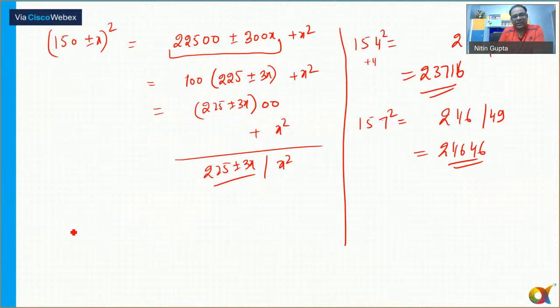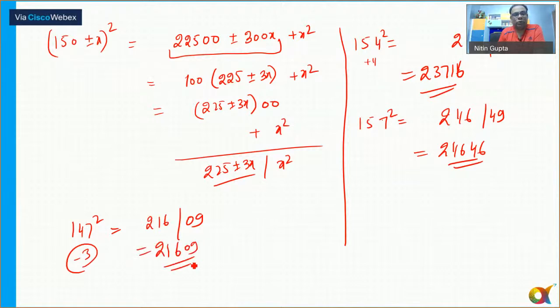Now I need to calculate, let's say, the square of 147. So there is a deficit of 3. So I'll say minus 3 square, that is 09. That is very important. And then 3 into 3 is 9. So 225 minus 9 will be equal to 216. So the answer is 21609. And that will be your answer in that case. So this is the square of 147.